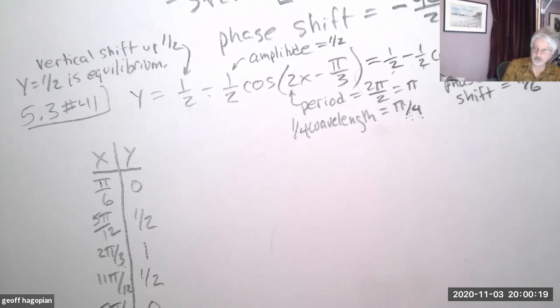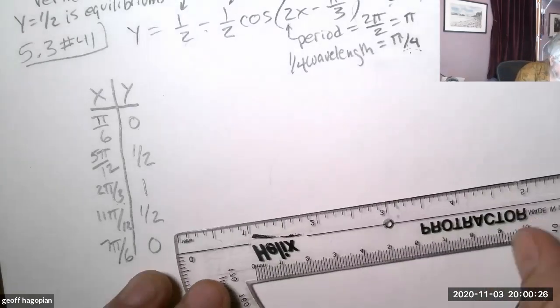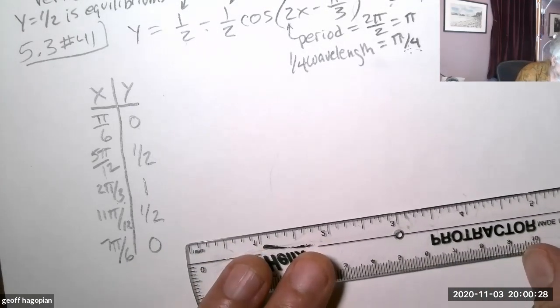So let's plot these points, shall we? And the action is all over in the first quadrant, right? So I'm going to emphasize the first quadrant.